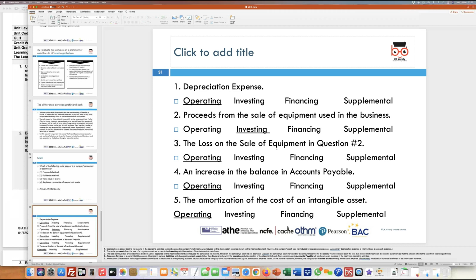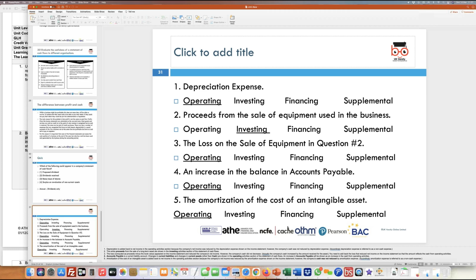Now, the loss on sale of equipment in question 2. Assuming the business sells the equipment, and the whole idea of selling the equipment was to generate some cash, but in doing so, it has overall landed up with a loss from the sale of that equipment. Where will you book that in the cash flow statement? Will it be booked in the operating, investing, financing, or where will that be booked essentially?